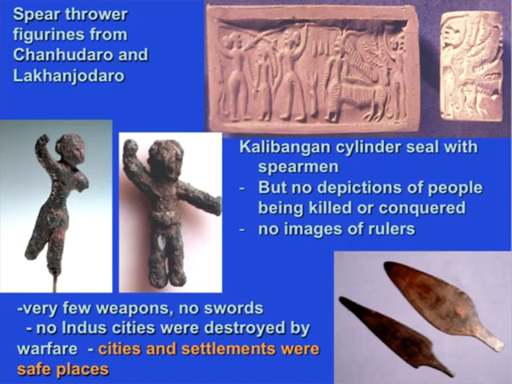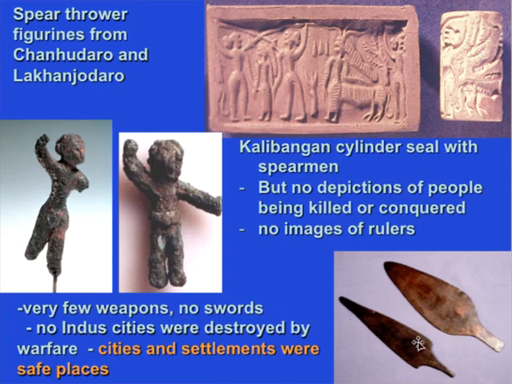We have very few evidences for conflict. In fact, there are no depictions of people being killed or conquered. There are no images of rulers. And even though we have weapons that could have been used for killing people, the absence of swords is a very clear indicator to me that the type of warfare that was found in Mesopotamia and in Egypt was not happening in the Indus. Now, you can kill people with spears and arrows, and they were very effective at this.